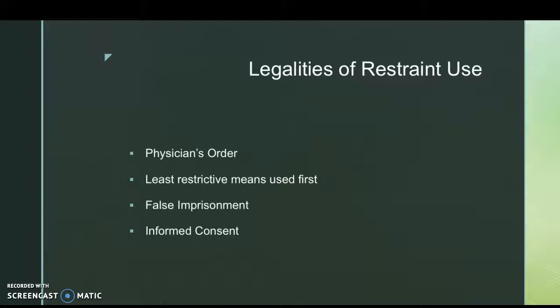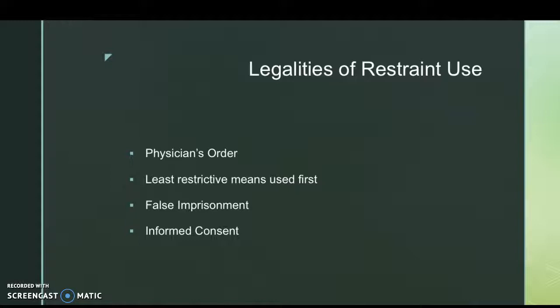Restraints carry with them many legal issues. As a nurse or a potential nurse, as a tech or a CNA assisting the nurse, you have a lot of responsibility in your documentation of restraint use. Number one, you have to have a physician's order, and this is for any type of restraint at any point in time. The other thing is that the least restrictive means must be used first. So this includes making sure that we have addressed all the patient's needs before we restrain the patient, so that they don't have to go to the bathroom, that they're not having pain.